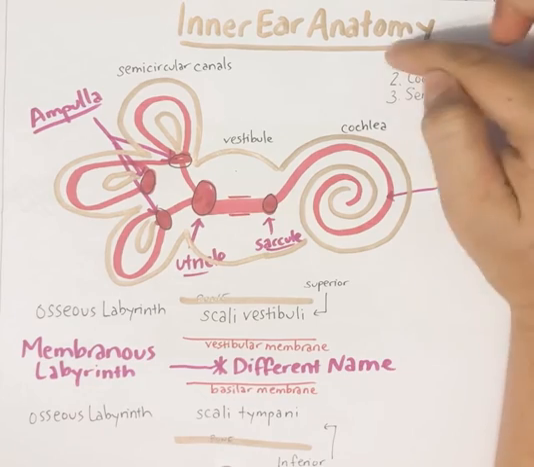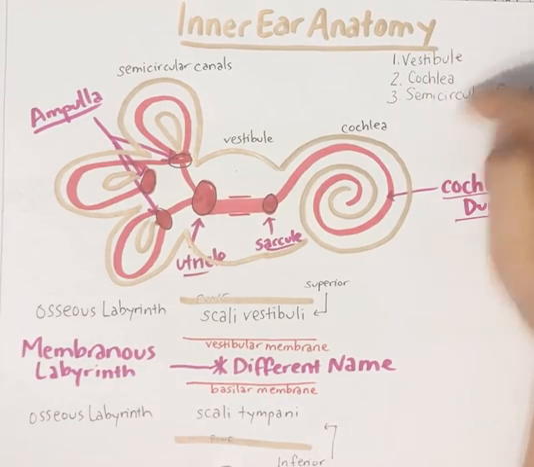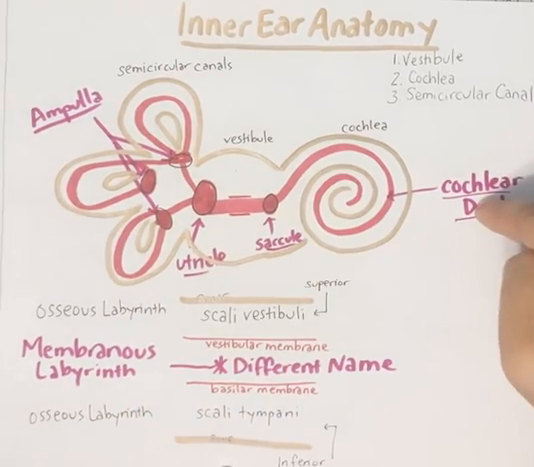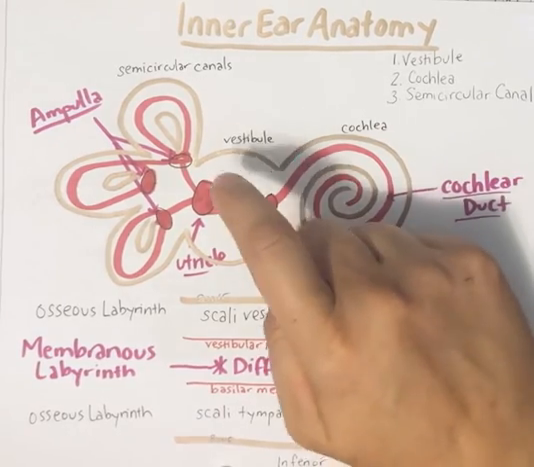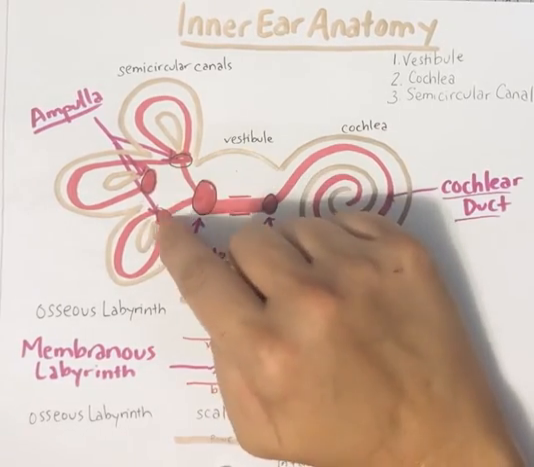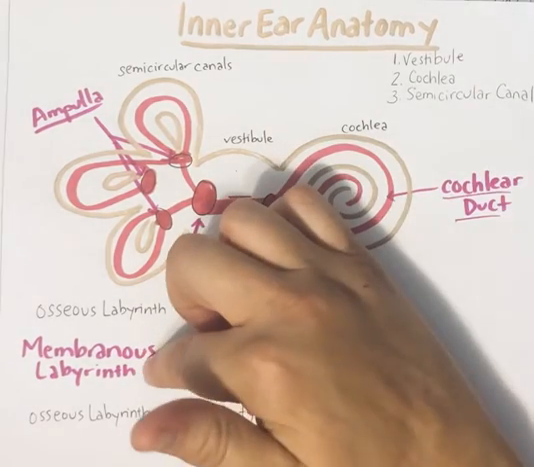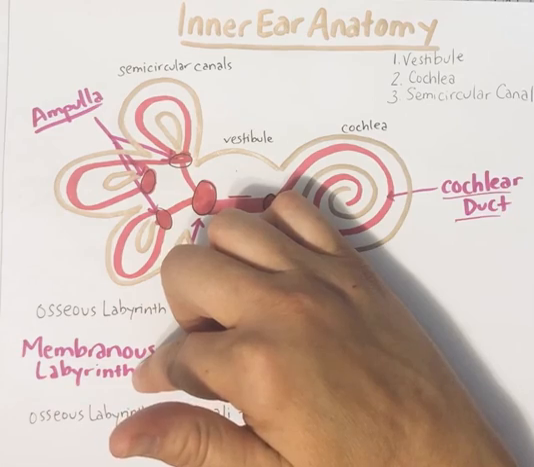Your organs involved with dynamic equilibrium, static equilibrium with the vestibule, hearing with the cochlea, and dynamic equilibrium are always going to be in the membranous labyrinth, and they have different names. The cochlear duct is in the cochlea, the utricle and saccule is in the vestibule, and the ampullas are in the semicircular canals. They're always going to have a different name. The organs are going to have different names.